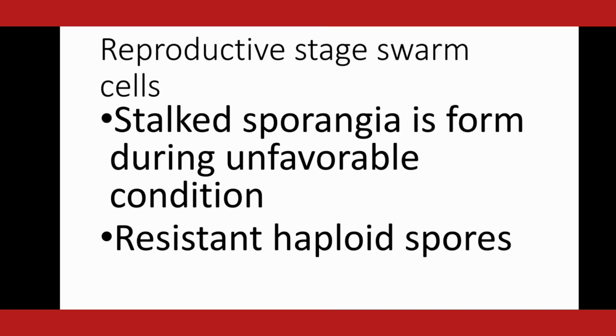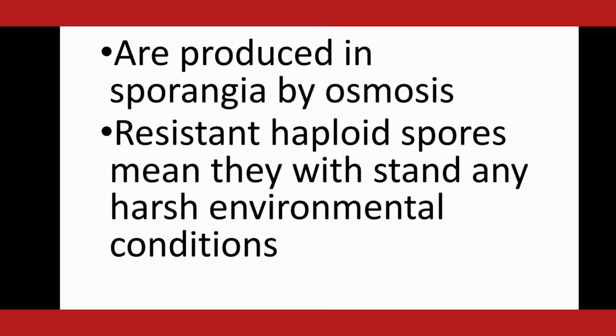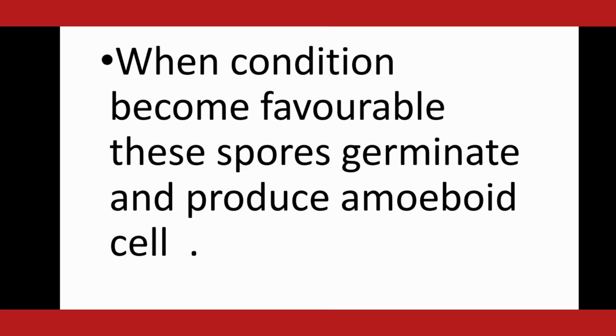Reproductive stage, which is also called swarm cells. Stalked sporangia are formed during unfavorable conditions. Resistant haploid spores are produced in sporangia by meiosis. Resistant haploid spores means they withstand any harsh environmental condition.